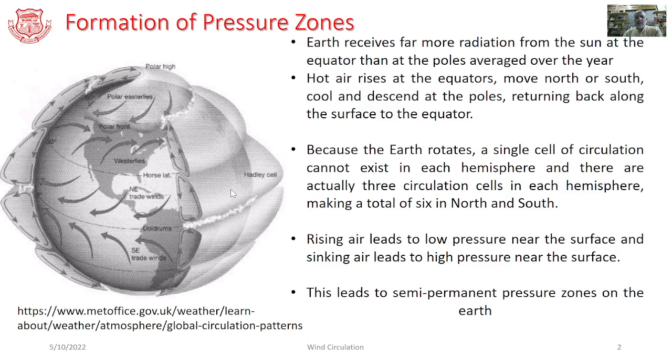The rising air leads to low pressure near the surface, and sinking air leads to high pressure near the surface, as we discussed about the high pressure system and low pressure system in our previous presentation. Hence, it leads to the formation of the semi-permanent pressure zones on the Earth's surface.